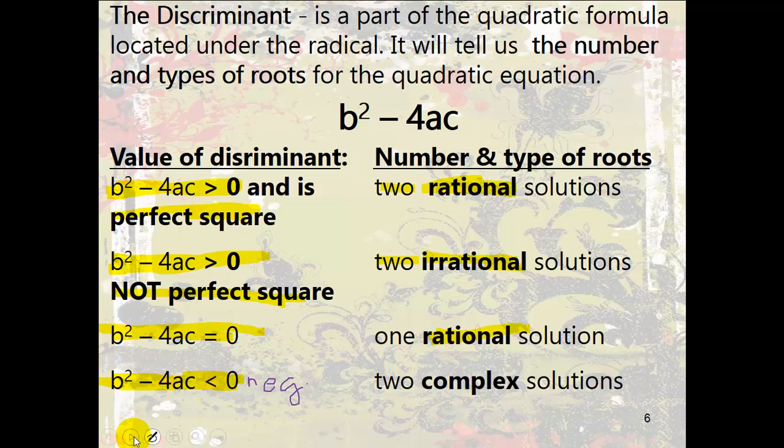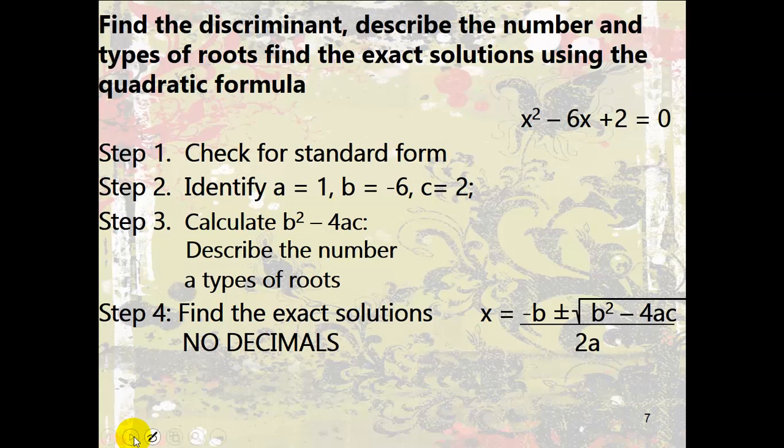So the way we're going to proceed with our problems is we're always going to check to see if we're in standard form. That means that we have to have 0 on one side of the equal sign. We're going to identify A, B, and C. Then we're going to calculate that discriminant. All right, so for our problem, b squared is 36, minus 4 times 1 times 2, that's 4ac. So we get 36 minus 8 is 28.